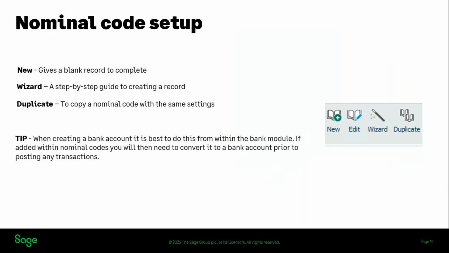And then you had the duplicate, and that would copy any nominal code that's already been set up with the same settings. And remember that tip at the bottom, when creating a bank account, always do it in the bank module, always, because it will create the right account and there'll be no need for a conversion afterwards at all.